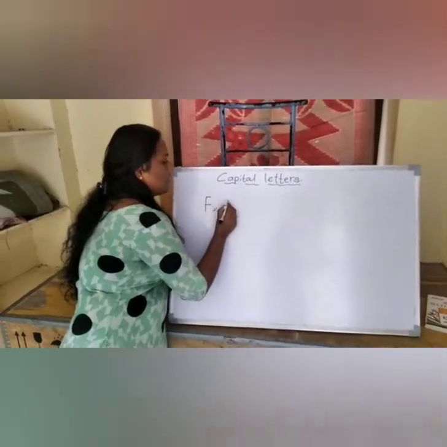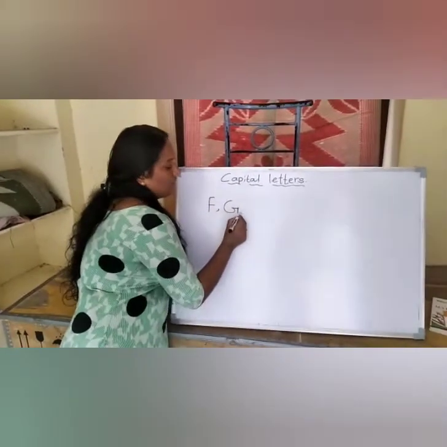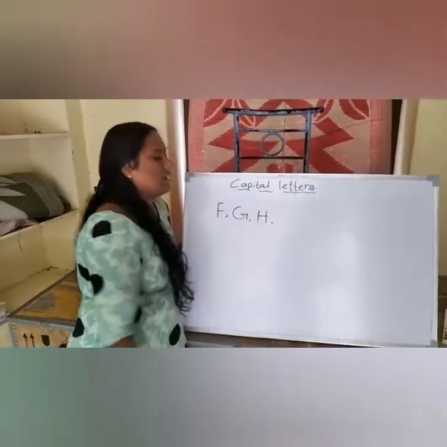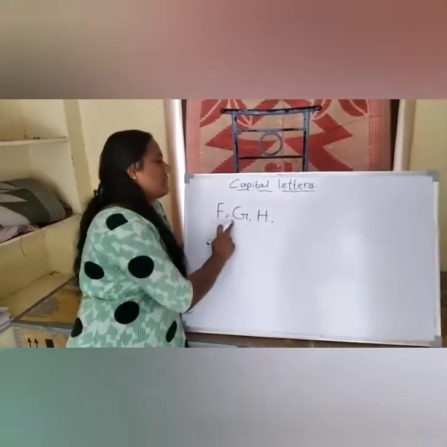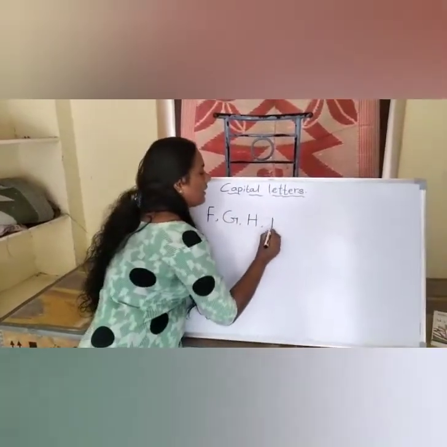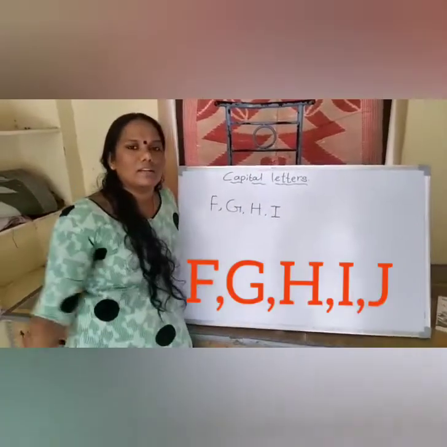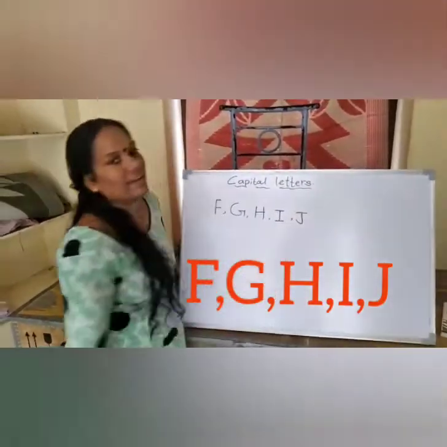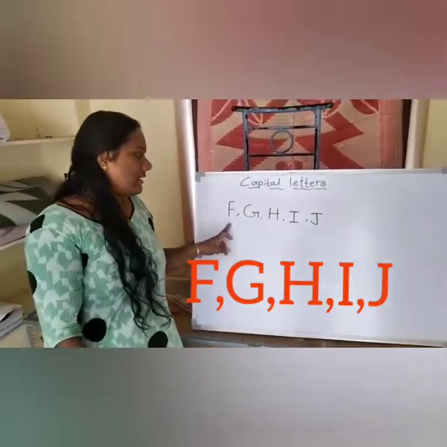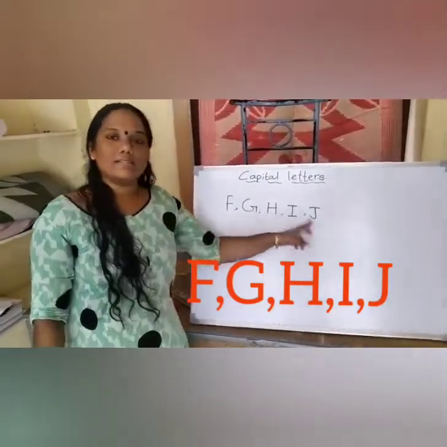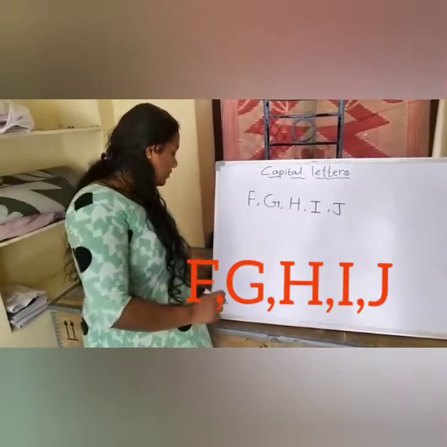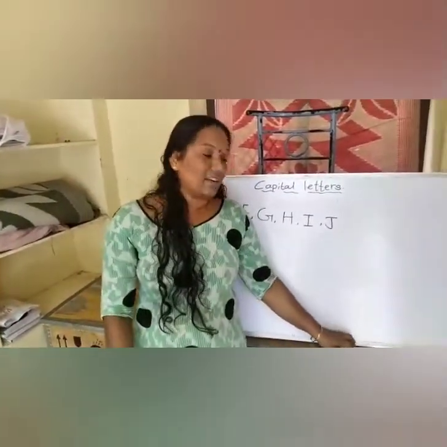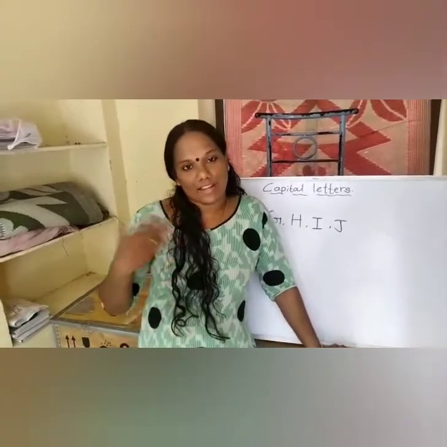Today how many letters did we study? F, G. Next letter is H. Very good. After this, F, G, H, I. Then the last letter is what? J. Very good. How many letters did we study? F, G, H, I, J. Okay. So today I am leaving from here. I will come with the remaining letters the next day.